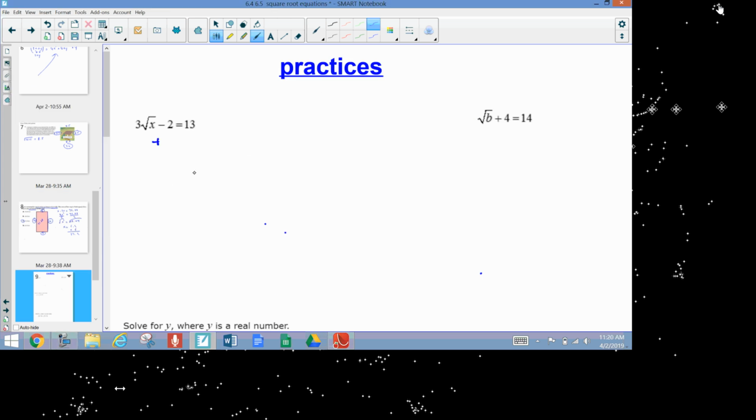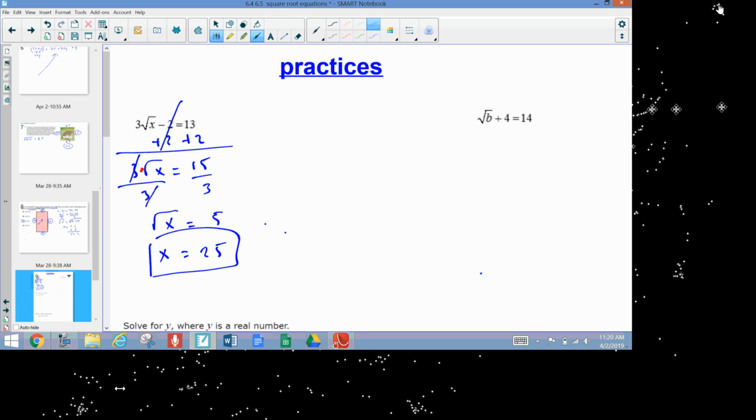Okay, I'm going to add 2 to both hand sides. And then, what is the sign in between? Multiplication. Inverse operation of multiplication is division. Root x is equal to 5. X is equal to 25. Similar question. Subtract. Root p is equal to 10. P is equal to 100.